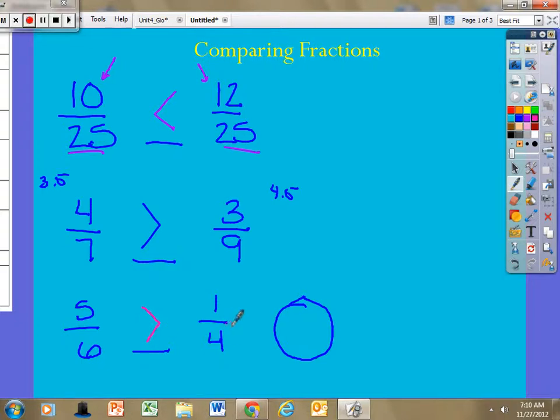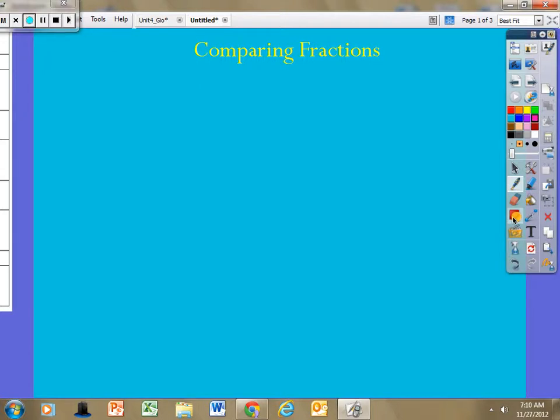We talked about using an equivalent for one of the fractions. So for instance, we had an example of something like 2/7 and 1/4. So I have 2/7 and I'm comparing it to 1/4. Now this makes it a little tougher.